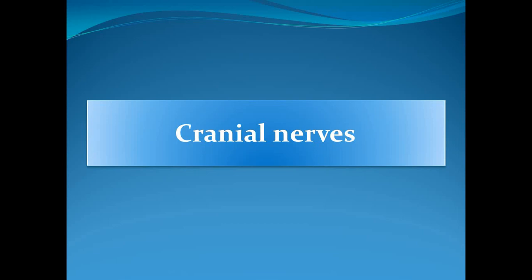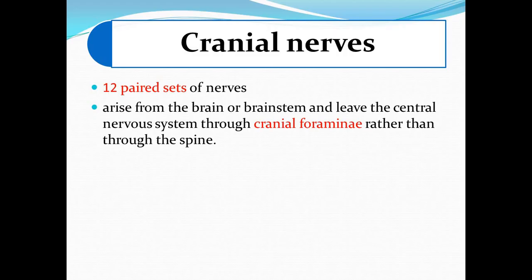We move on to talk about the cranial nerves. I think you still remember the cranial nerves, right? We have 12 pairs of cranial nerves. They are called cranial nerves because they are originating from the cerebrum or the brainstem, and they leave the central nervous system through some cranial foramen rather than through the spine. The nerves that are leaving the central nervous system from the spine are called the spinal nerves, right? But these are cranial nerves. They come out before the spine even extends.